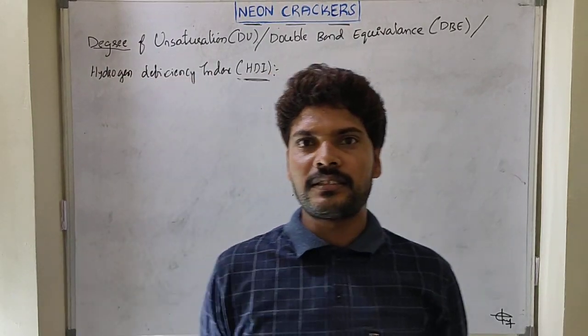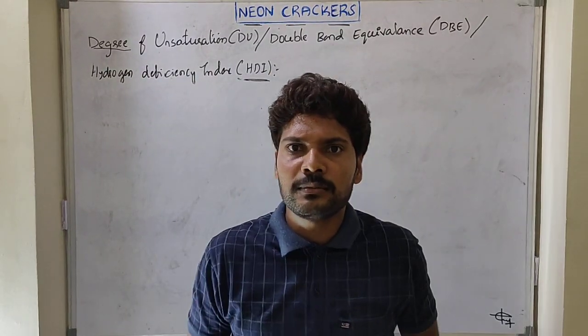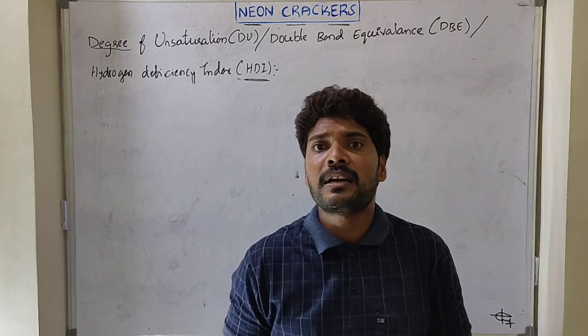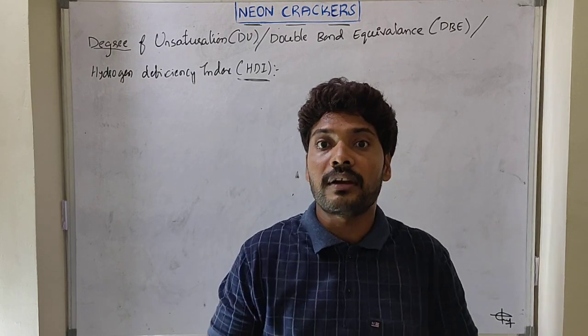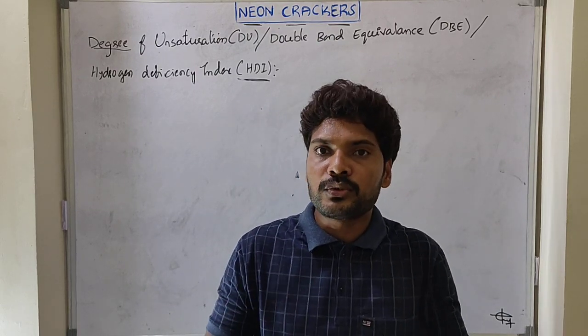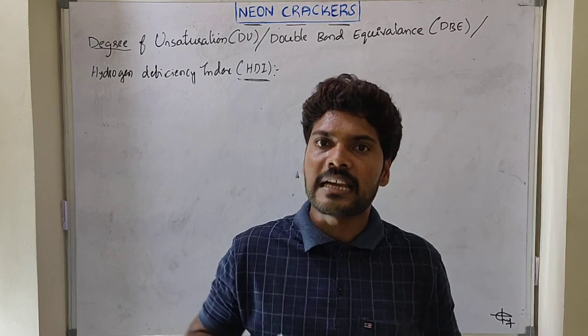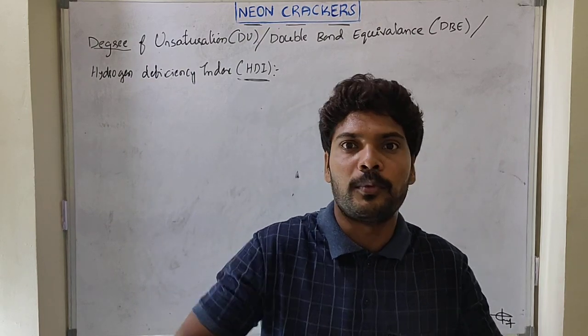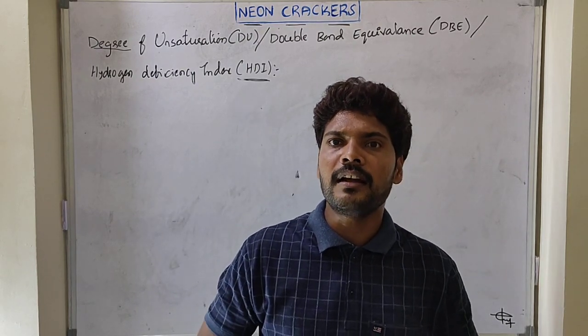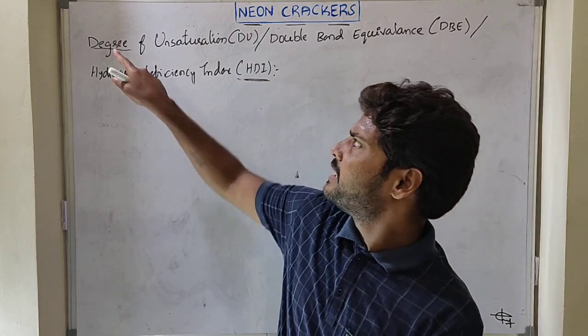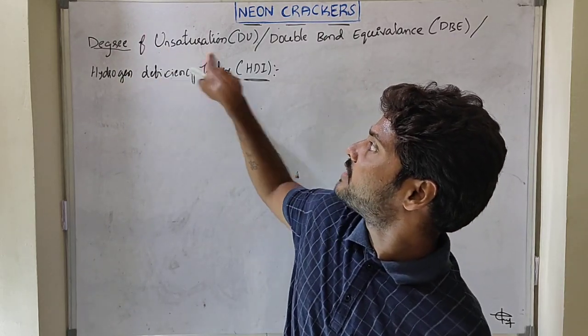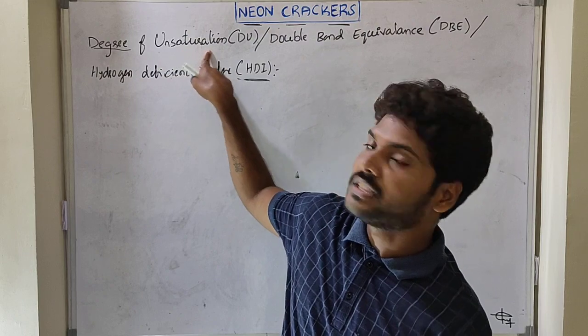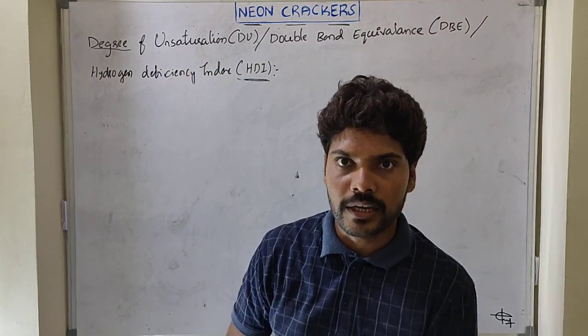What does it indicate? What is DU actually? DU indicates the number of hydrogen molecules that are required to prepare a saturated compound from either a cyclic or unsaturated compound. Simply, it indicates the degree of unsaturation. Okay.